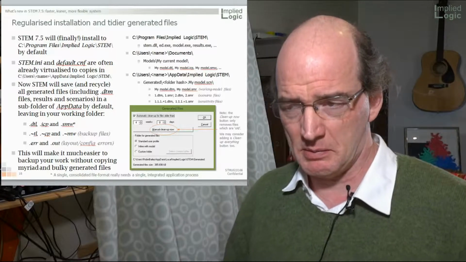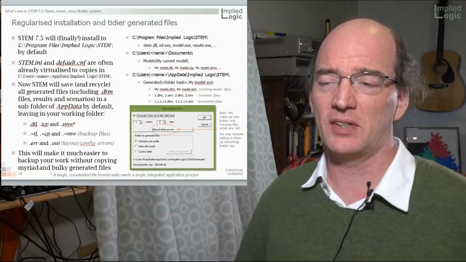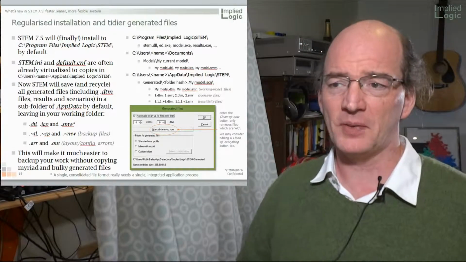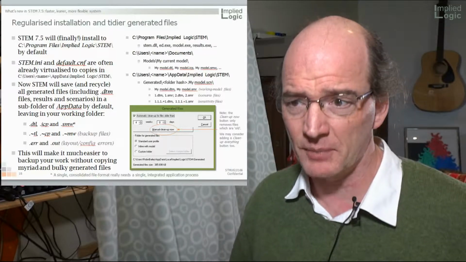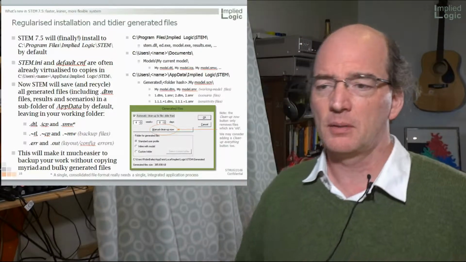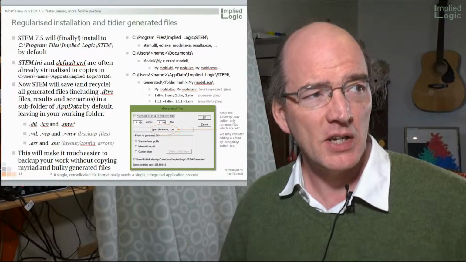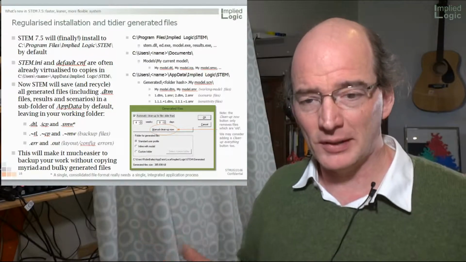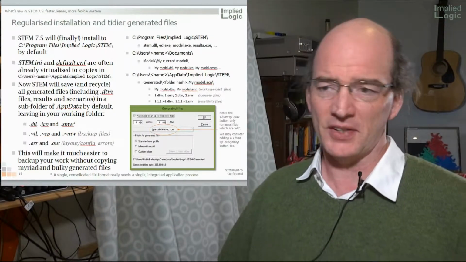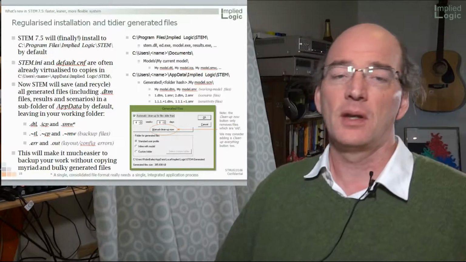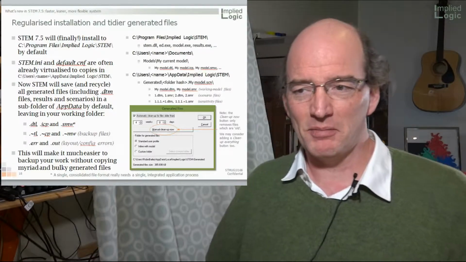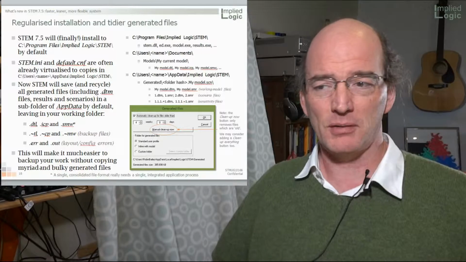And what we're going to do is that STEM will save all of its generated files, including the DTM files, results and scenarios, in a subfolder of this AppData area within your profile, at least by default. So in your actual working folder, the place where you think your model is and the thing you want to save and back up, all you'll see there will be the basic model files, the DTL, the ICP and the SMW. There will also be the backup files, because they exist solely to make it easy for you to recover things if you accidentally overwrite something you didn't mean to, so they need to be somewhere where you can find them.